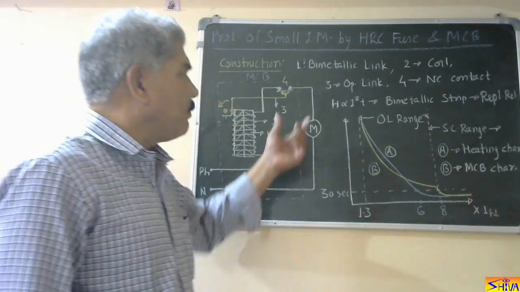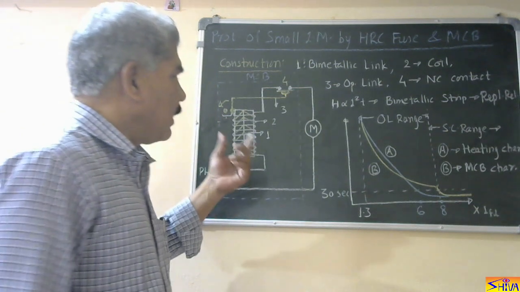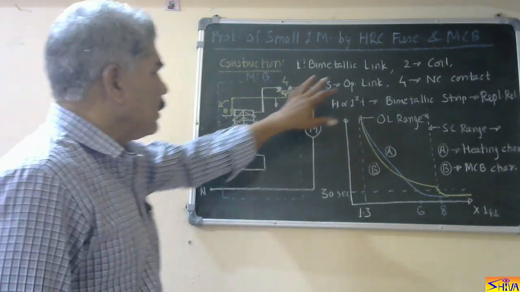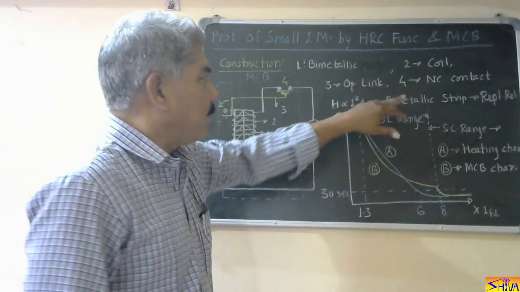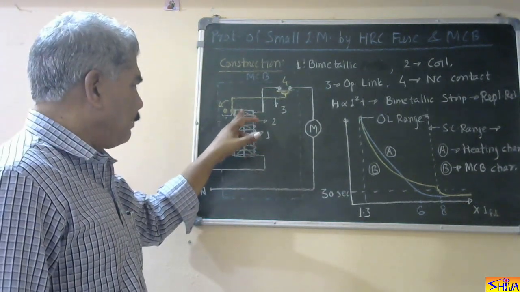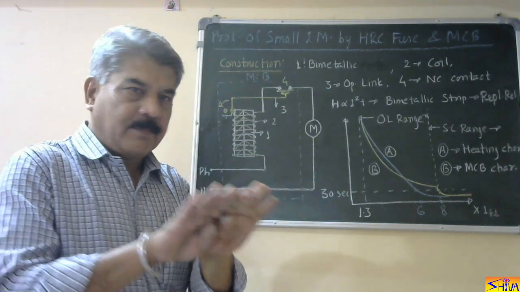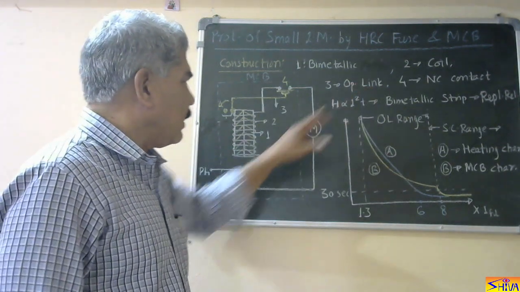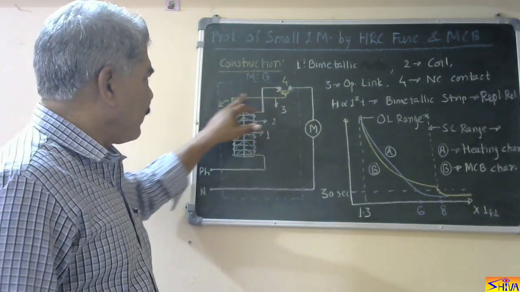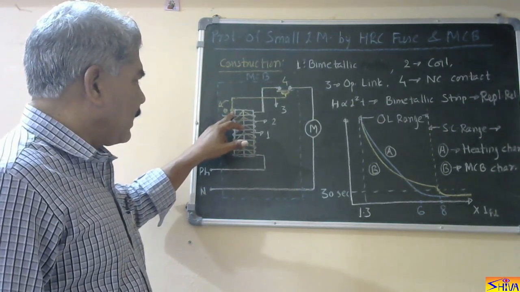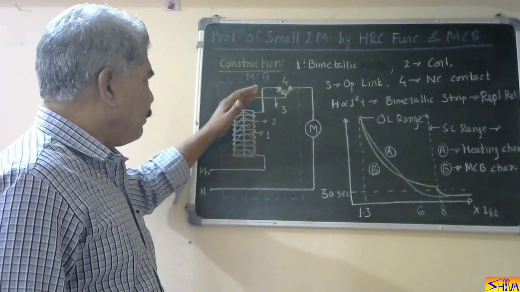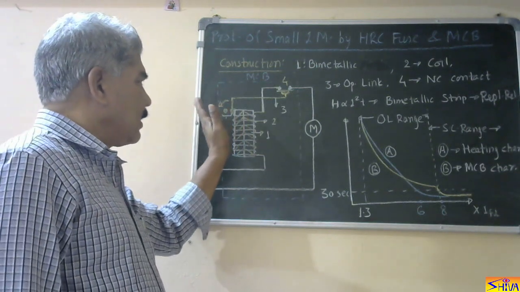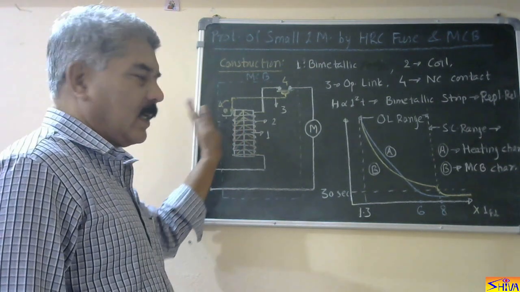First, let us see construction of this MCB, miniature circuit breaker. It consists of 4 components. First is bimetallic strip. Here you can see that there are 2 strips connected together like this. Second is coil. On this bimetallic strip there is coil. Third is operating link. In normal condition it is connected to this bimetallic strip, and when it bends, it will shift in this arrow direction. This operating link will move.